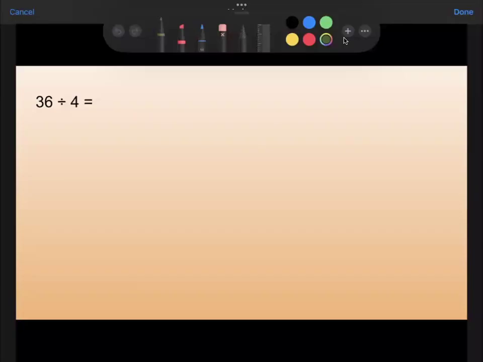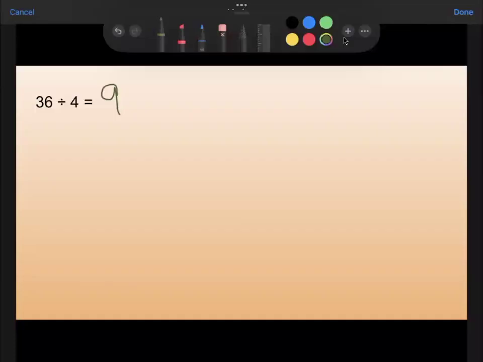Okay, here is our next one. It's 36 divided by 4. So if you know that off the top of your head to be 9, then great job. If not, let me show you another way that you could figure it out. Again, I'm going to use that same strategy I used in the last example so you can see it again and maybe it'll make a little bit more sense.